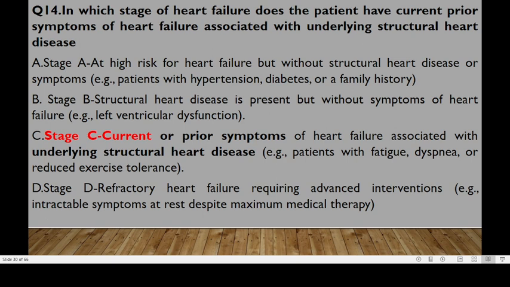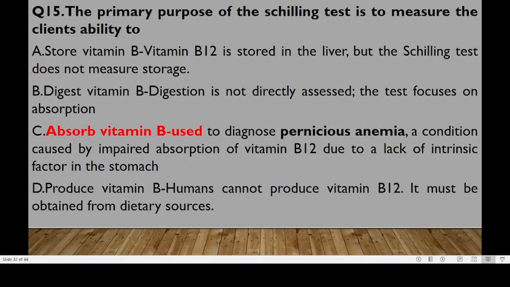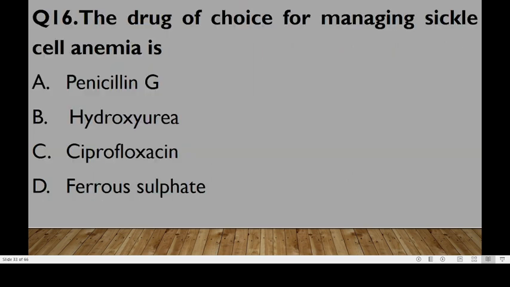Underlying structural disease, like patients with fatigue and dyspnea, are likely to be at stage C. The primary purpose of the Schilling test is to measure the client's ability to absorb vitamin B12, because this is what is normally used to diagnose pernicious anemia, a condition caused by impaired absorption of vitamin B12 due to the lack of intrinsic factor in the stomach.